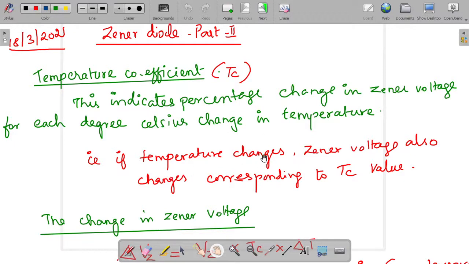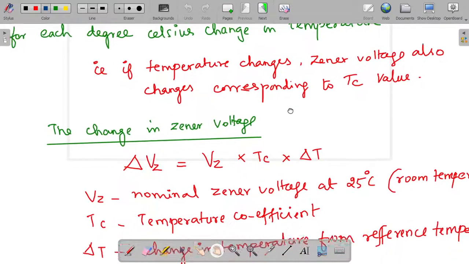Okay, so in other words we can say if the temperature changes, automatically the zener voltage will be changing, but that corresponds to what? This temperature coefficient value. Depending upon the temperature coefficient value, if temperature changes, then the zener voltage also changes. So that is the concept of this temperature coefficient.